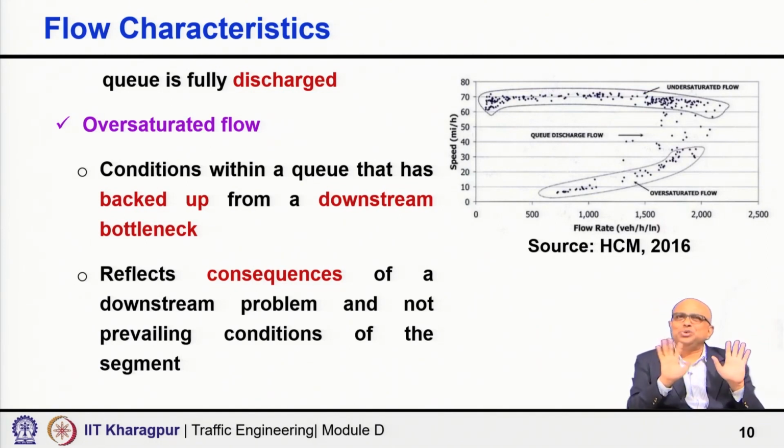Further upstream there is no issue, traffic is flowing smoothly, but whatever you are getting immediately upstream of section B is because of the capacity problem in section B. The condition of oversaturated or forced flow you are getting in section A, which is immediately upstream of this bottleneck, reflects consequences of a downstream problem in section B, at the junction of section B and section A, and not the prevailing condition of the segment. That means it is not a problem of section A.